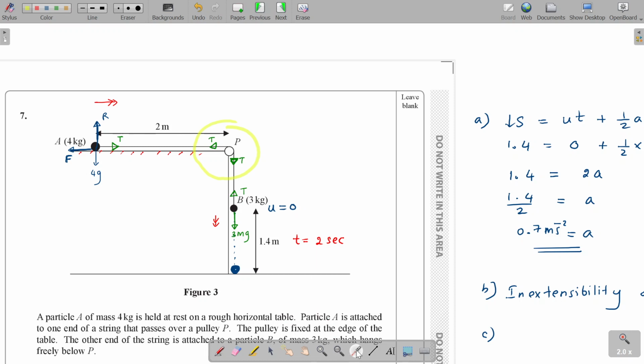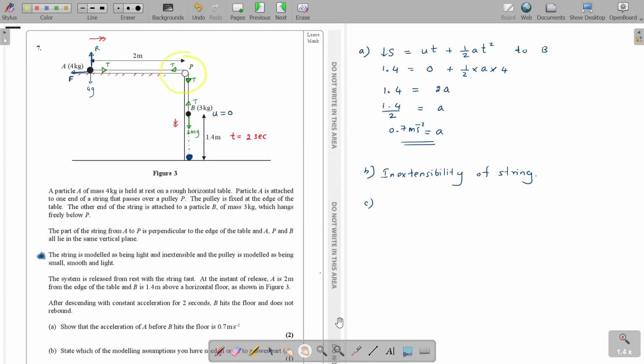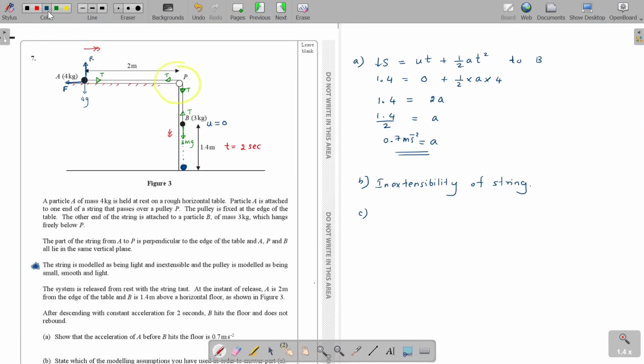So obviously we will be applying what? F equals ma. So I'll apply F equals ma to whom? We can easily work with F equals ma on particle A or B. Particle B, because you can see in particle A we have friction, there are unknown forces. So let's go to particle B and apply F equals ma. Are you with me? I'm going to apply it downwards because particle B is moving downwards. So what are the forces? Sorry, this is not 3mg, this is 3g, right?